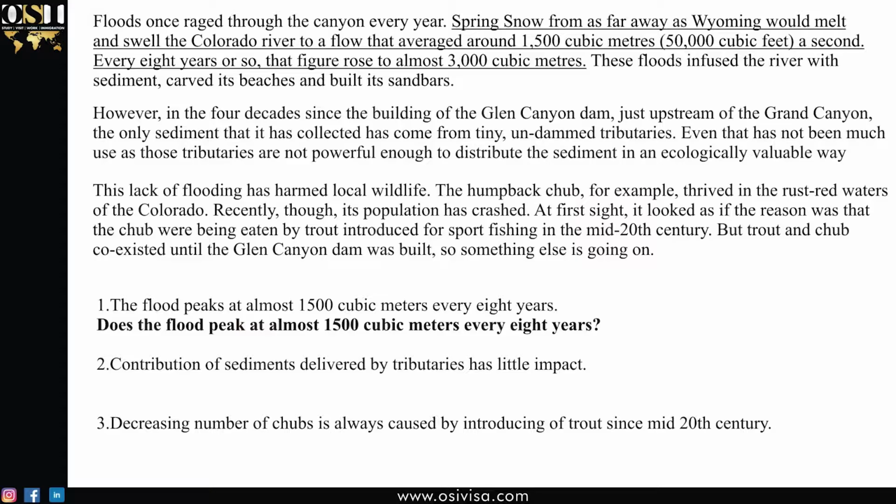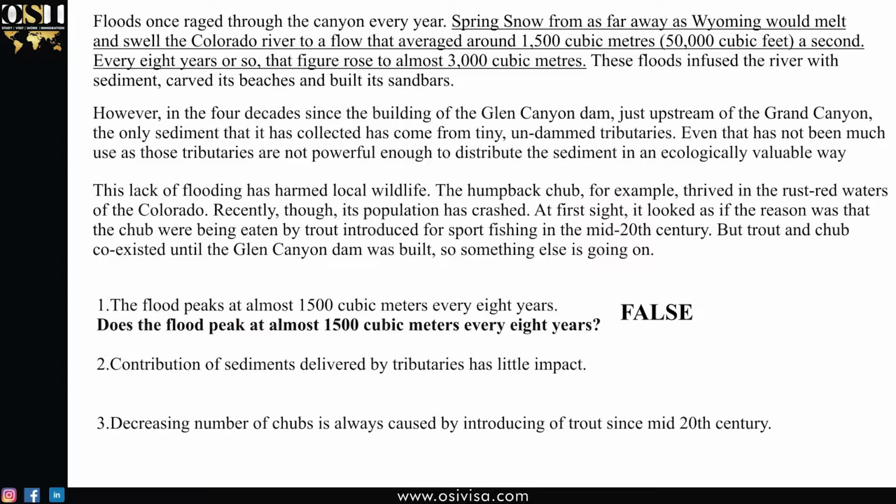So now we have all our keywords, we have all our information. So we know that the answer cannot be not given. We need to ask ourselves, does the flood peak at almost 1500? Over here the passage says no, it peaks at almost 3000, which is double. So that means your answer is false. It contradicts the information mentioned in the passage.